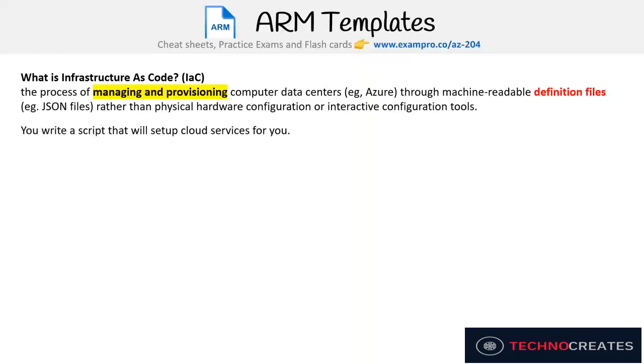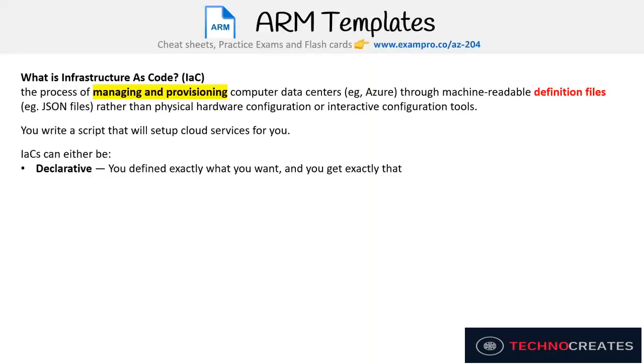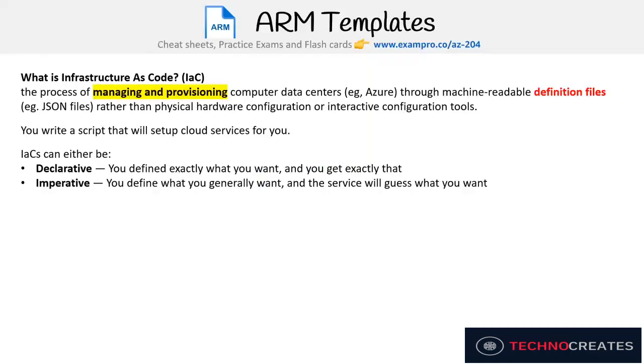Just to simplify that even further, basically you're writing a script that's going to set up your cloud services for you. And with IaC, they usually come in 2 different flavors. We have declarative, where exactly what you write is what you get. And imperative, where you generally define what you want, and then the service will guess what you want. It's going to fill in the blanks to save you a lot of time writing those scripts.